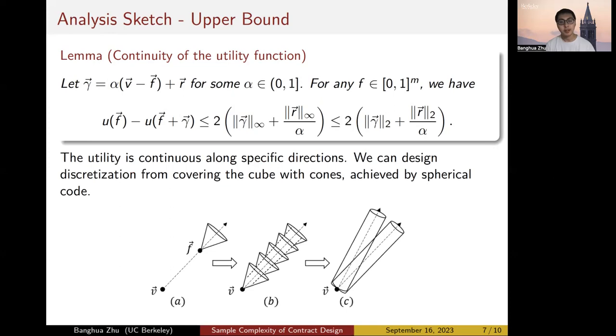So from the image, we can actually show a more straightforward interpretation of this lemma. We show that this utility function is only continuous along specific directions, which is a cone that has a center in this v and f connection. And then we show that if we want to discretize the whole cube space, each of the points that we choose in the discretized space will cover a cone like this. And then we can cover the whole cylinder with several cones. And then we can use these several cylinders to cover the whole cube.